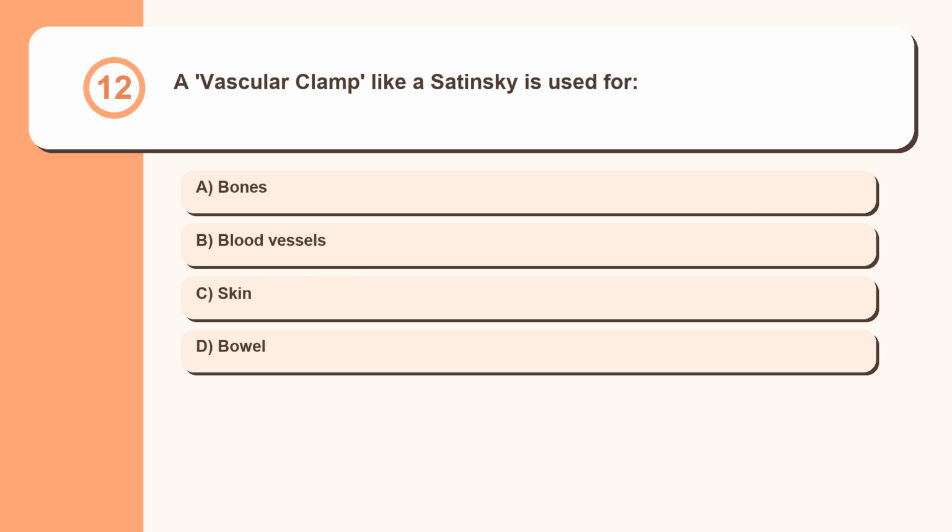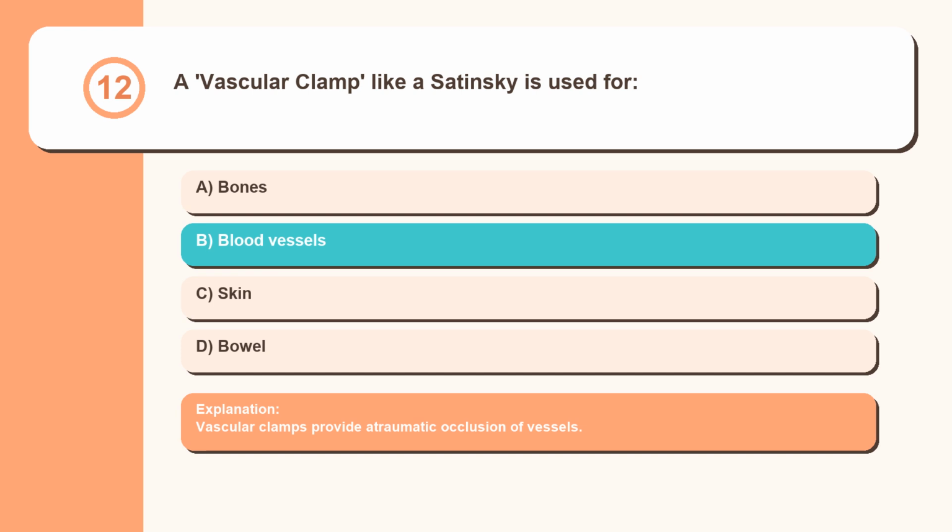Question 12. A vascular clamp like a Satinsky is used for bones, blood vessels, skin, bowel. Vascular clamps provide atraumatic occlusion of vessels.